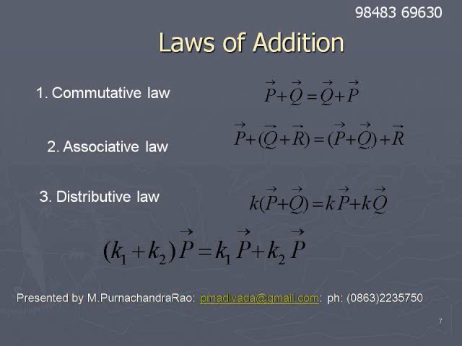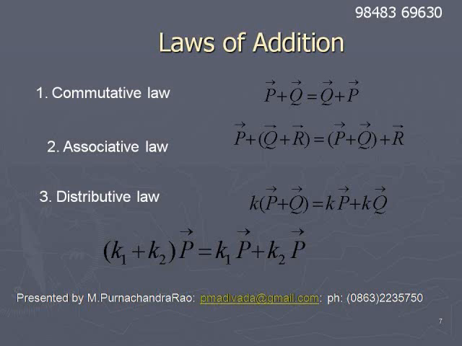They obey associative law. That means p bar plus q bar plus r bar is the same as p bar plus q bar plus r bar. That means this vector is obtained by adding r bar to q bar. If this vector is added to p bar, then it can be obtained first by adding q bar to p bar and then adding r bar to p bar plus q bar. So we notice that the final vectors will be equal. This represents associative law.